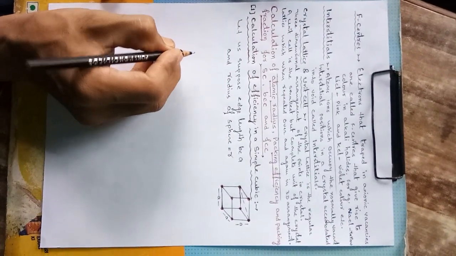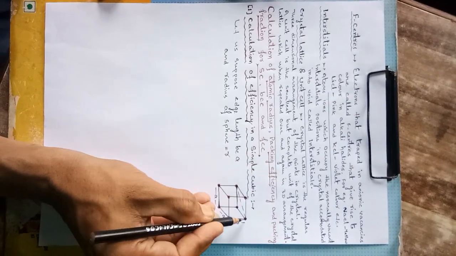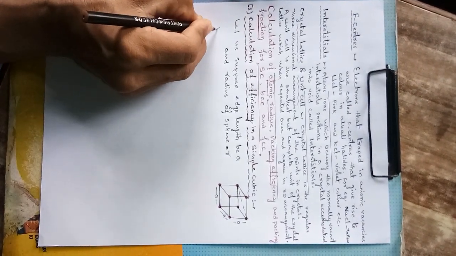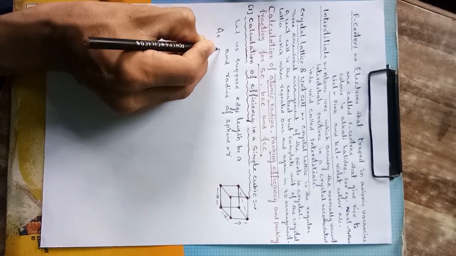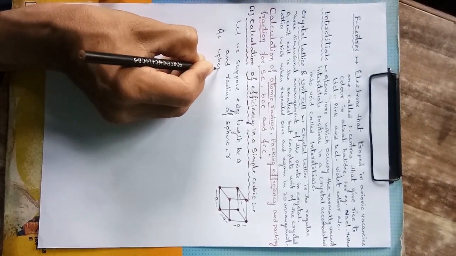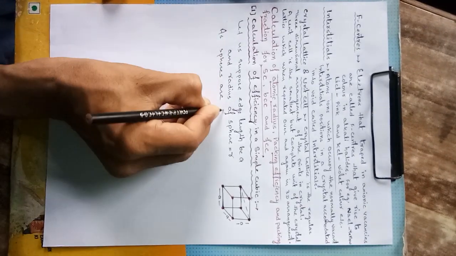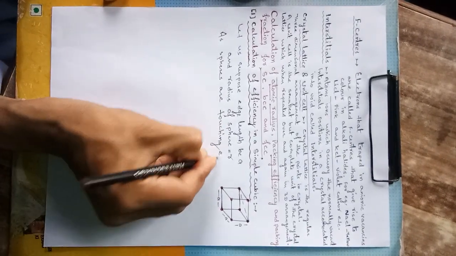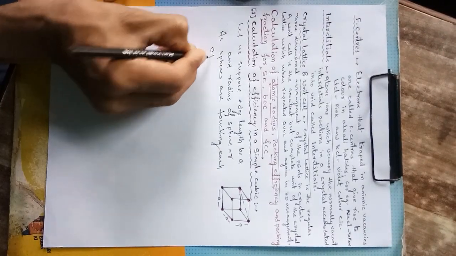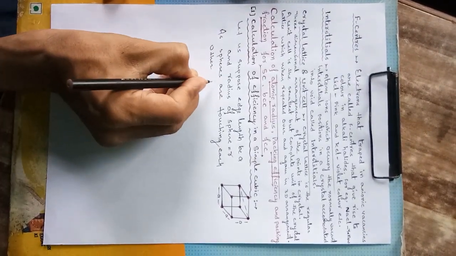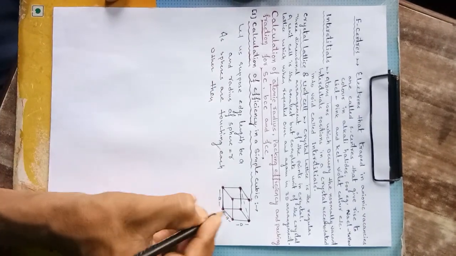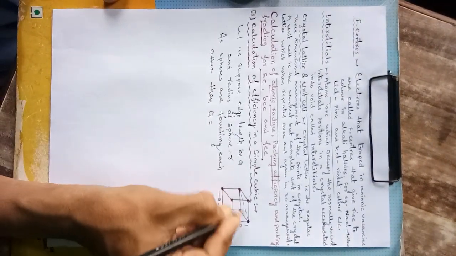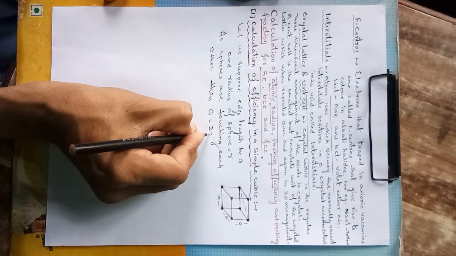Now what to do? Because this sphere is touching the four atoms here. When spheres are touching each other, then all the edge lengths would be the same, so A is equal to twice the radius, that means 2r. A is equal to 2r.